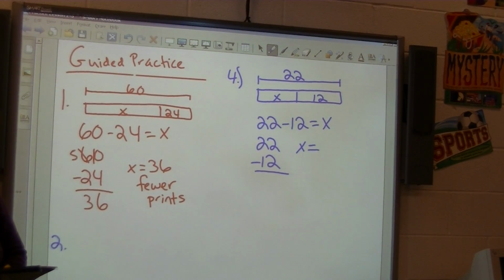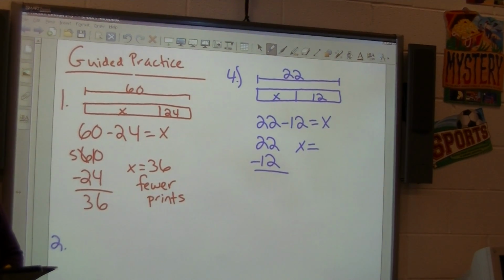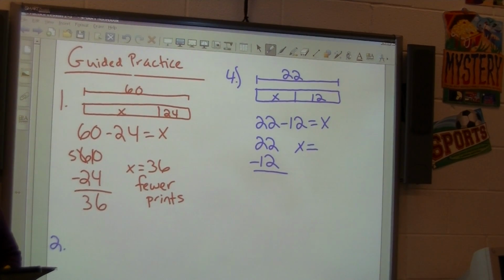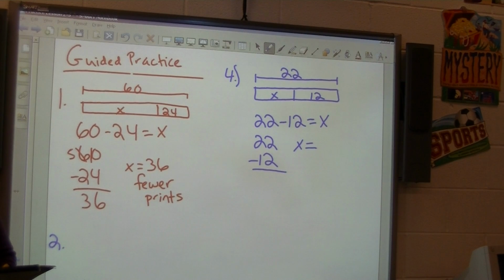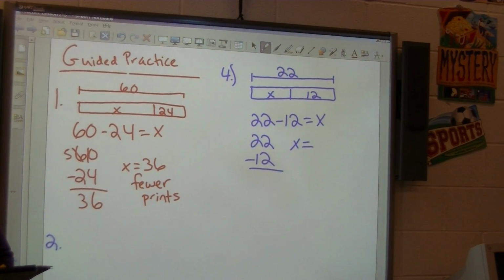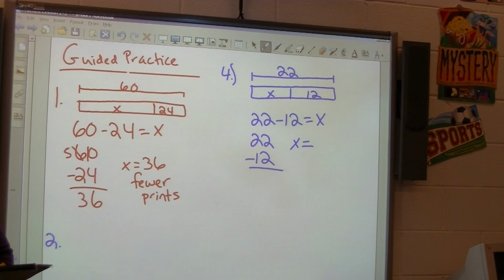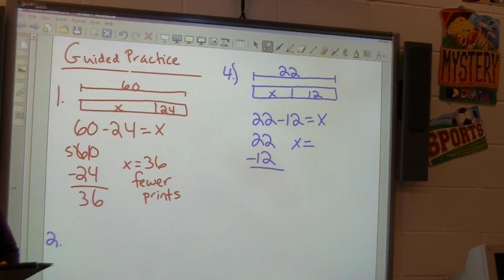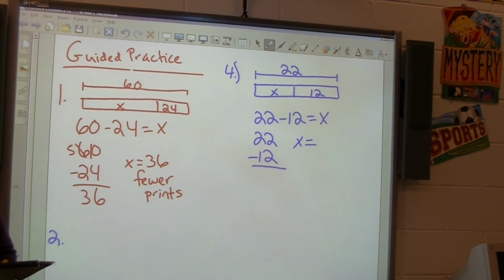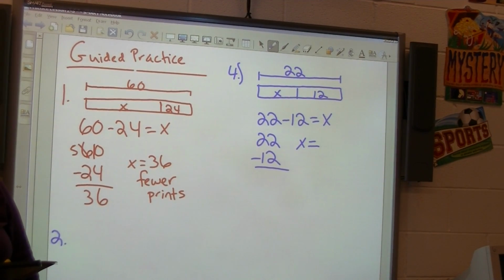It says, Alec prints digital photos at a camera store. The first order was 24 prints. The second order was 85 prints. And the third order was 60 prints. The question is, how many fewer prints were in the first order than the third order? So 5th grade, we have to go back up to our original steps. What was that first step we said we needed to do?